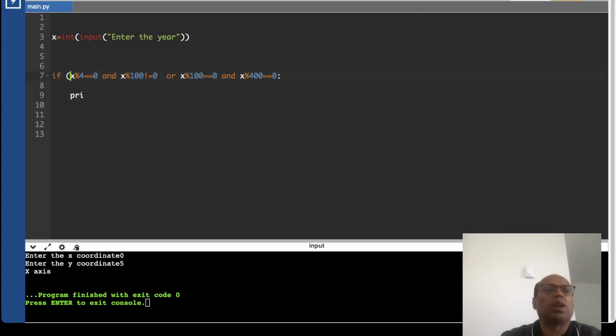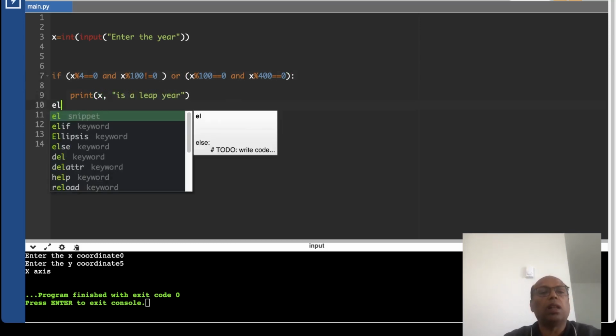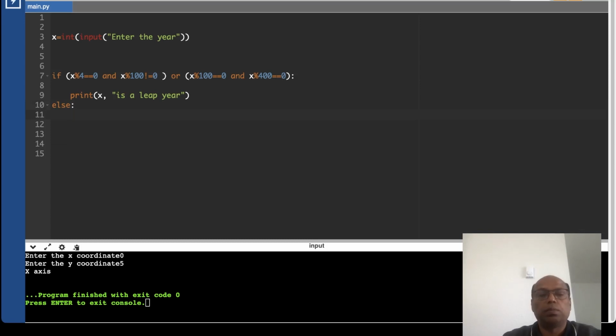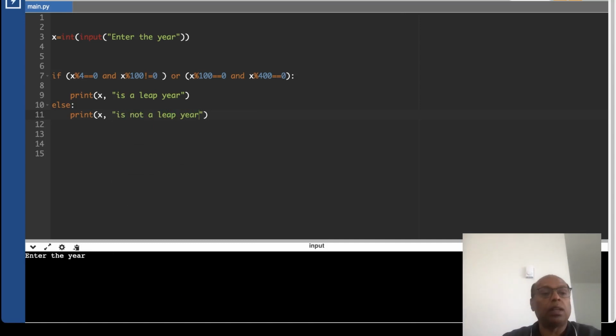Here two conditions are there right now. Therefore, for you to understand better, I am putting a bracket. This is one condition, this is another condition. So I'm going to say print, x is a leap year. Else, print, x is not a leap year. Correct? Run the code.